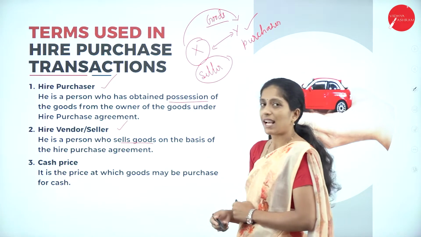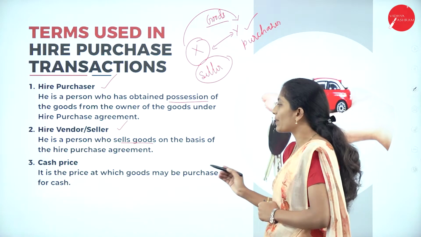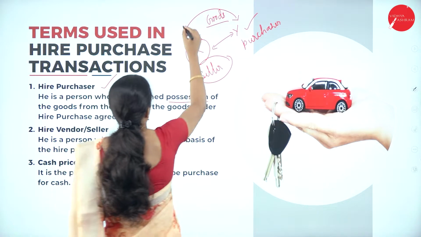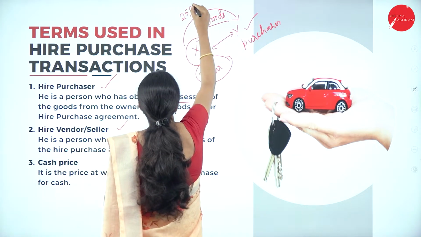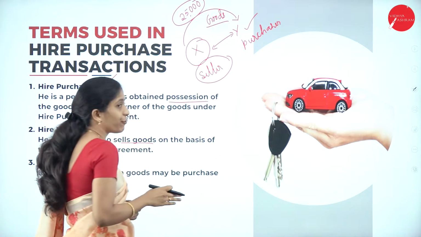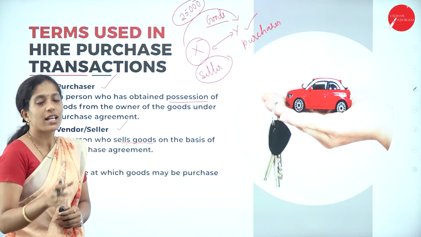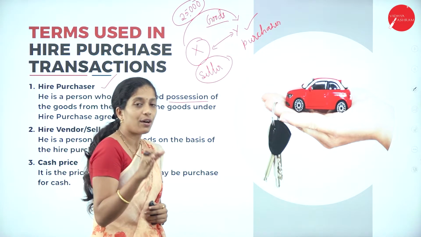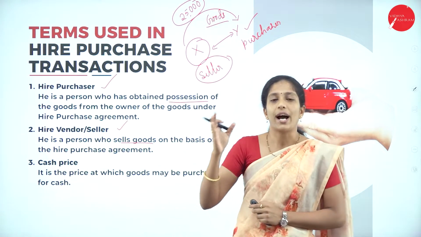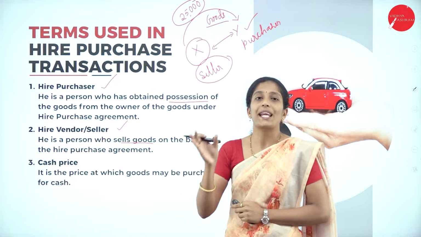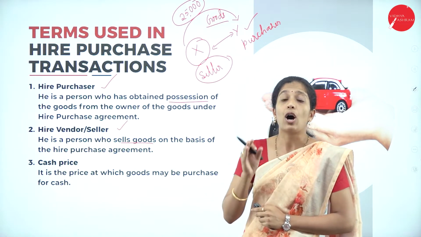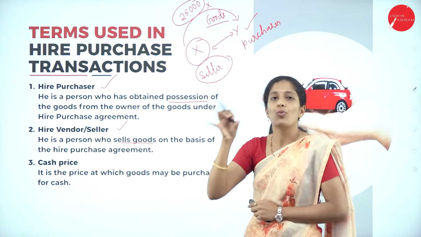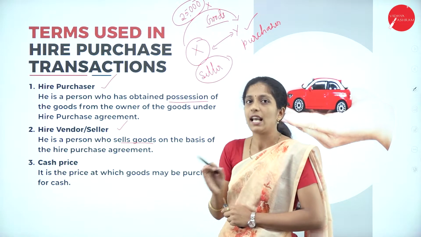Then what is a cash price? It is the price at which goods may be purchased for cash. For example, the value of a mobile phone is rupees 25,000. So the actual value of the mobile phone without including interest is known as what? That is the cash price, the actual value of the goods. Now, these goods will be transferred to the hire purchaser, and the purchaser will make payment in the form of installments along with interest. So this amount does not include interest.